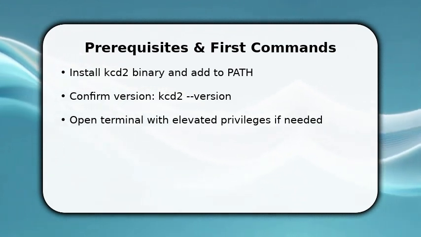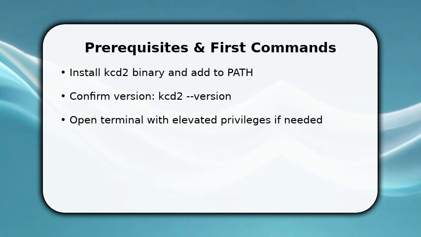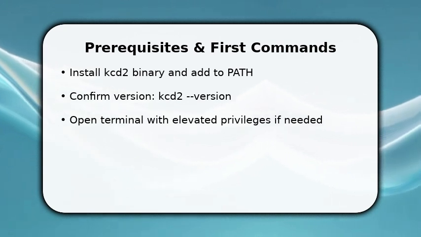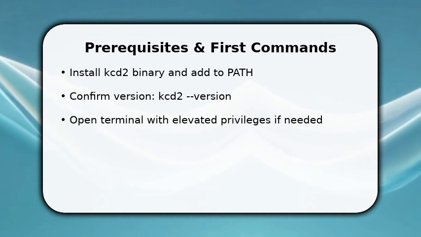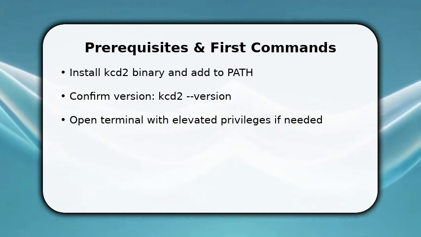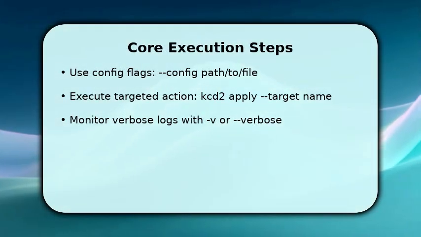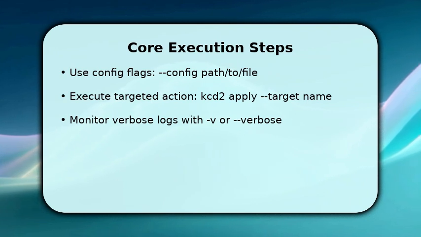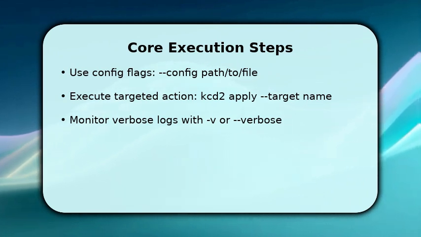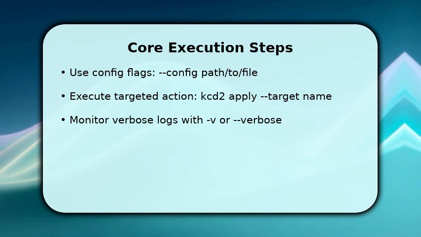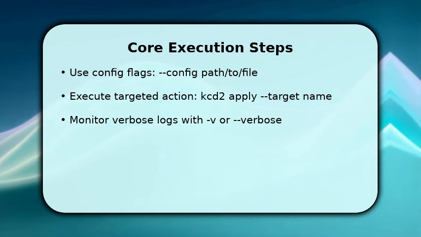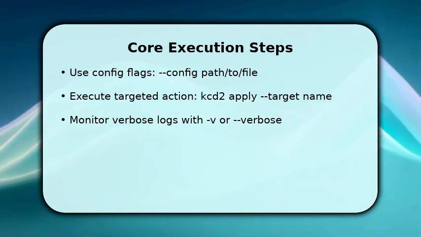Then launch an initial dry run using Kcd2 dry-run to see planned actions without changes. This first check prevents surprises and clarifies what the next live commands will modify. You proceed by loading the specific configuration, Kcd2 config /myconfig.yaml. Next, target the precise job with Kcd2 apply --target mydesk so you modify only what you intend to change.